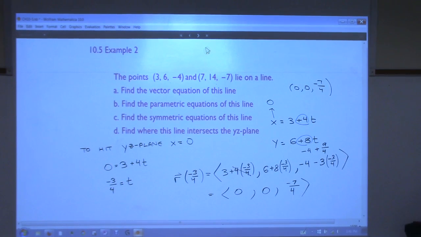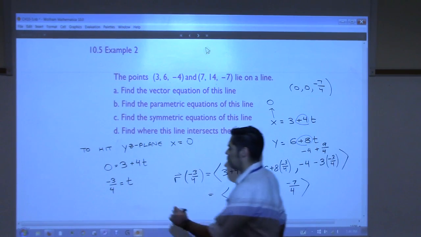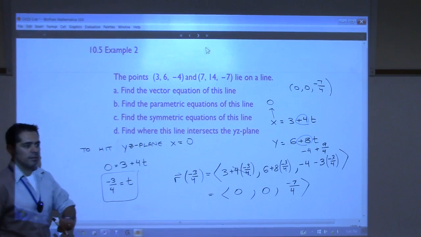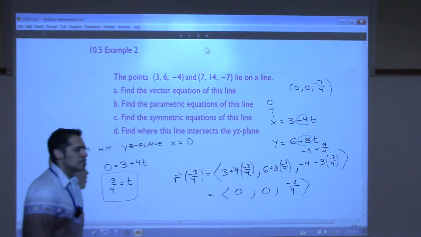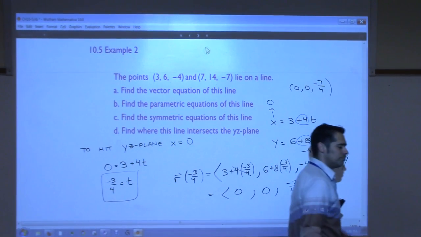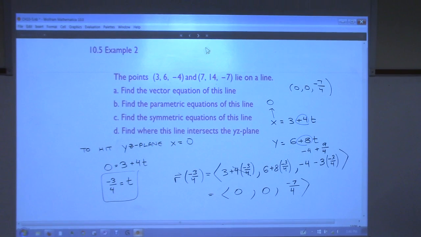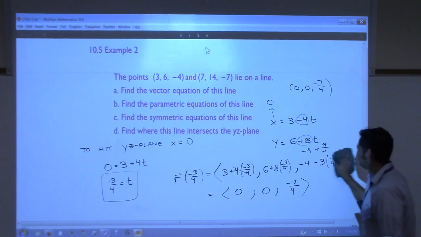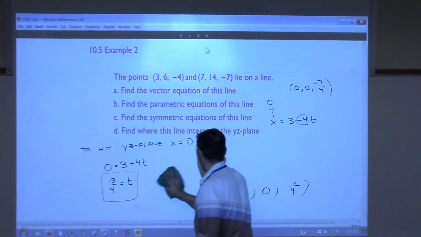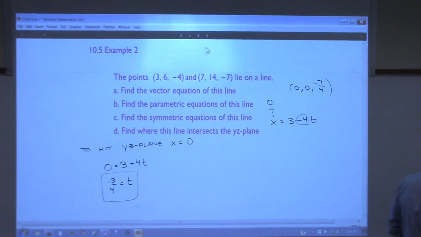Questions? Would be this point, yes. This would not suffice as being the answer. You could do the vector, I'd be okay with that. But just understand that usually when you're asking for where something intersects, we're asking for a point. All right, let's move on.